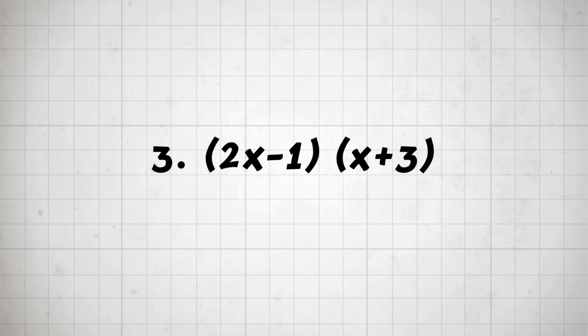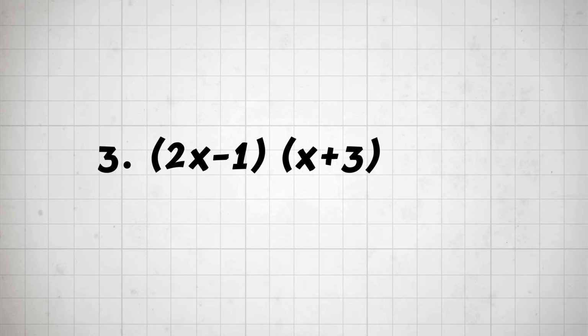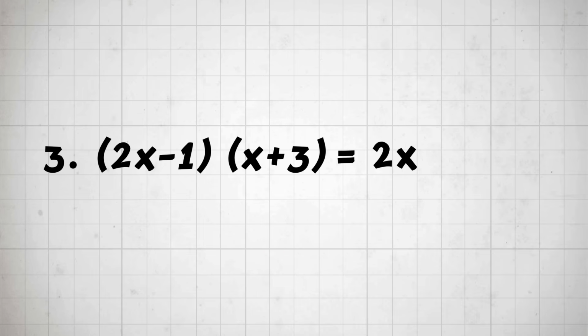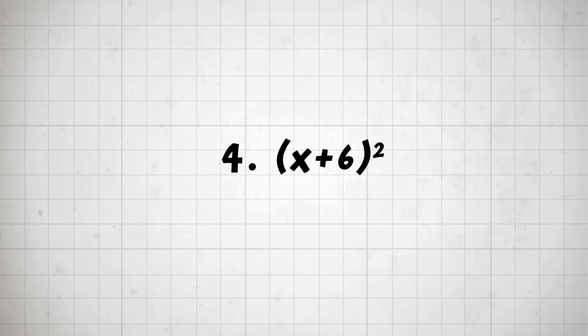Another 7 seconds for item number 3. Ready? Let's do this! Time is up. The answer is 2x squared plus 5x minus 3. Item number 4 presents the case square of a binomial. For 5 seconds, let's do this.